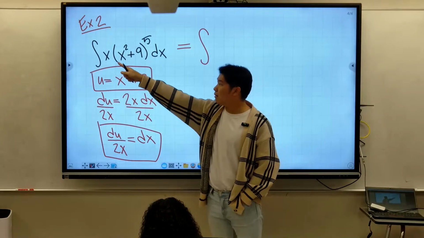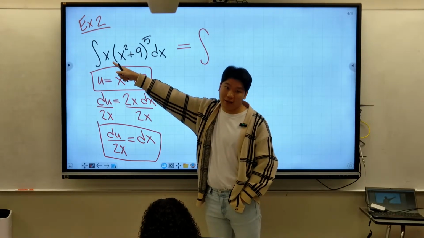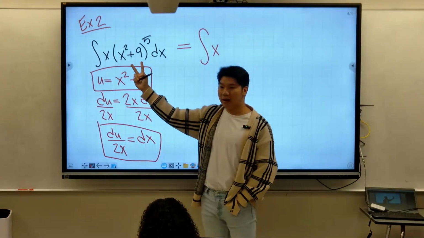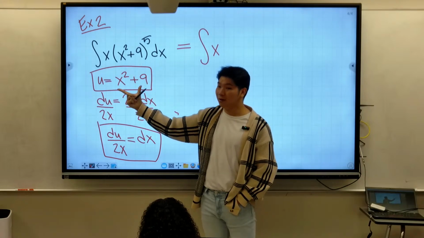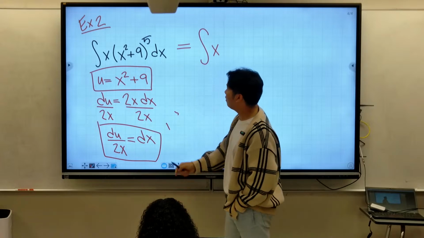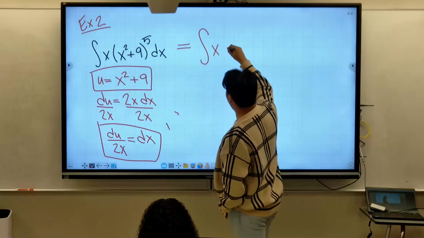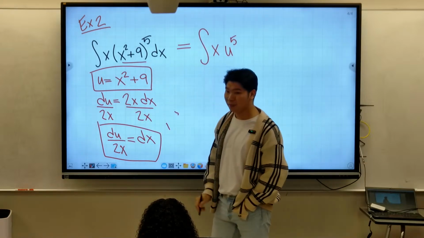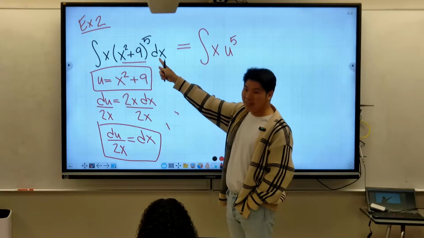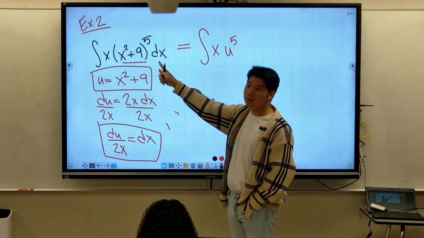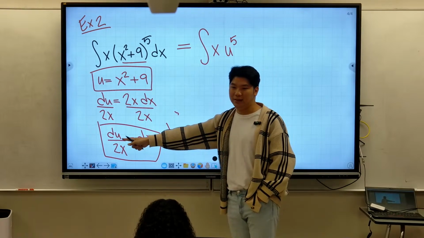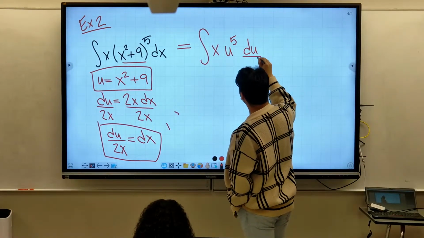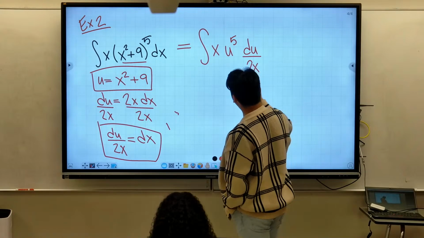So this first x, I didn't do anything with it directly for now. I'm just going to copy that down. X squared plus 9, I said, let's turn that into u. So instead of x squared plus 9, I write u, in fact, to the 5th power. So that's me replacing this right here. And we have a dx here. Well, I know what dx is. Dx is exactly du over 2x. Let's see where that takes me. Du over 2x.